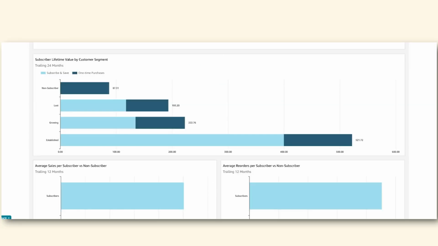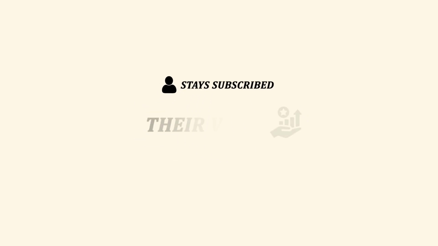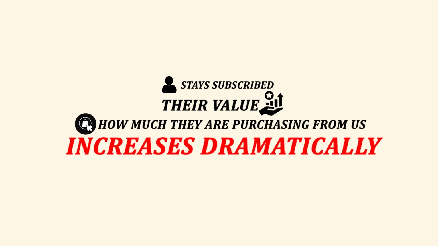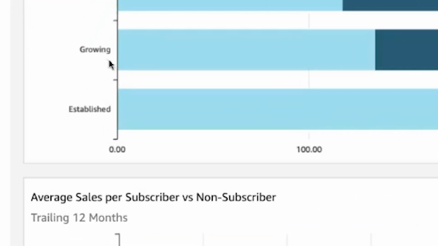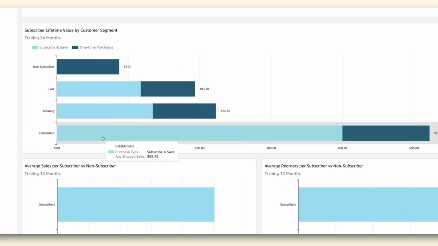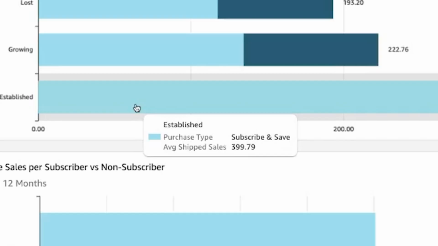Basically, the most important insight that we get from this is that somebody who stays subscribed, their value of how much they're purchasing from us increases dramatically. So we can look at established people over here. Right here, the average shipped sales is about $400 per person.